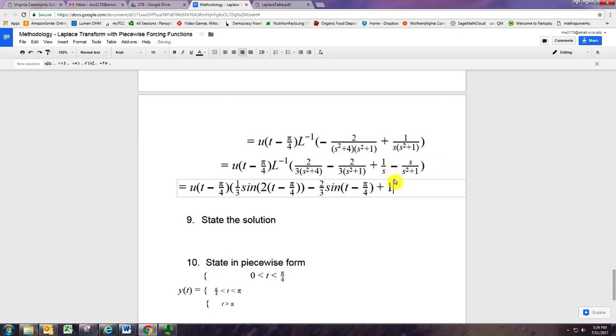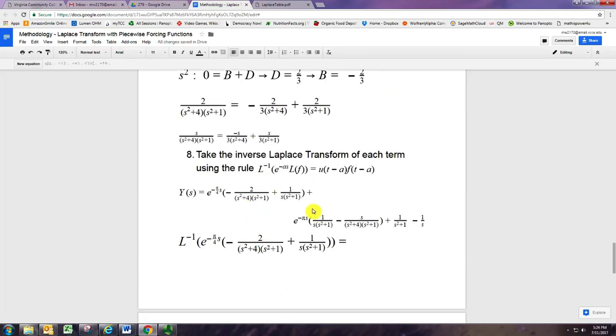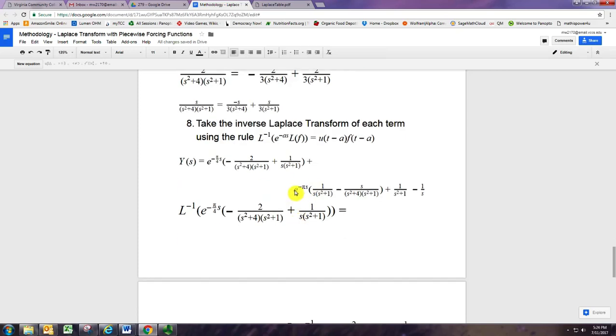Inverse transform of 1 over s is 1. And the inverse transform of s over s squared plus 1 is cosine of t, but we do t minus pi over 4. And that's all times that unit step function. All right, so that takes care of the Laplace transform of that first part, which is half of the hard part. We now want to do the Laplace transform of the second part.